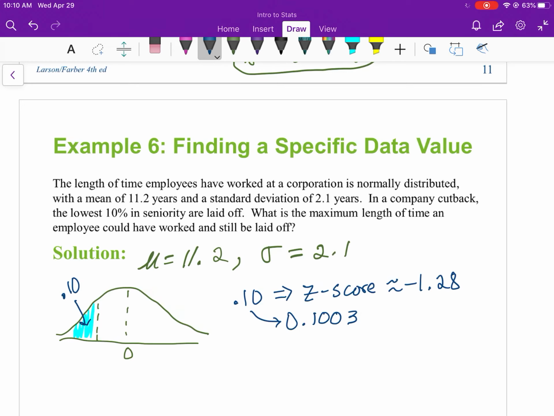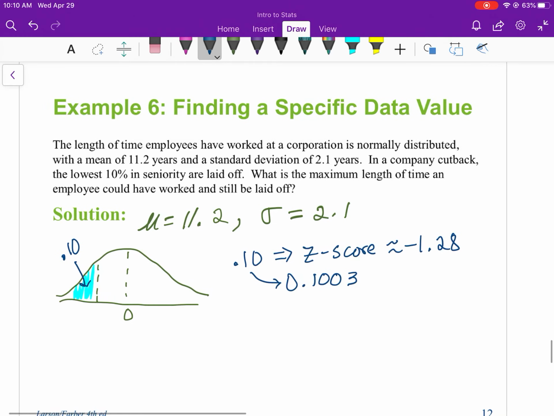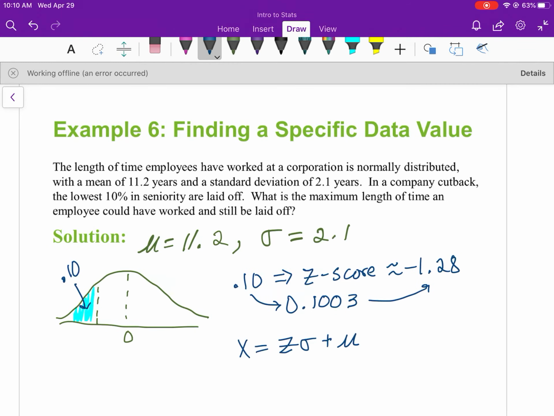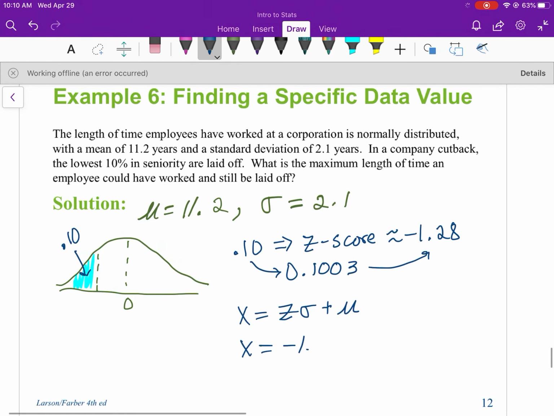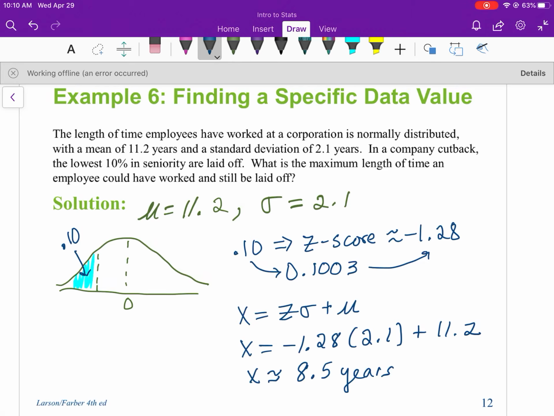The closest I'm going to get to this in my table is 0.1003. So this is a situation where you're going to get as close as you can to pick up your Z-score. Go back to your formula. Plug in what you know. So it looks like if you've worked 8.5 years or less, you could be laid off.